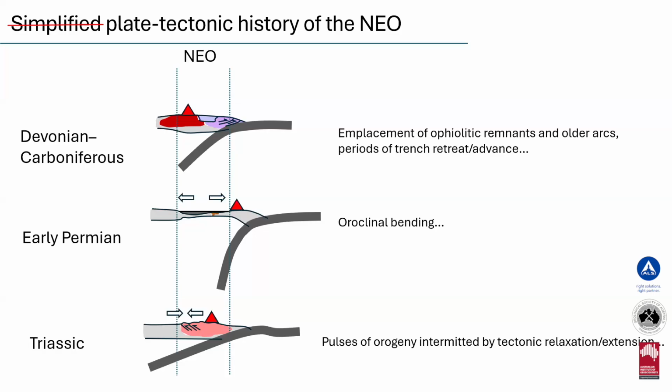We're still scratching our heads about how those ophiolitic remnants got in place. What is the meaning of those early to middle Devonian arc-related rocks? We see that we keep getting, even in the Devonian-Carboniferous, periods of advance and retreat. We have the oroclines, which really mess up the whole geometry, and we get those pulses of deformation in the Hunter-Boyne orogeny, interrupted by periods of extension.